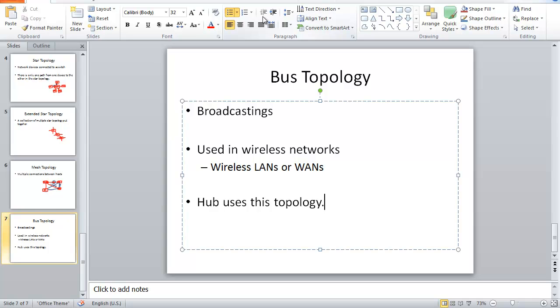So this is pretty much all the topologies, all the basic topologies we are going to talk about in this class. And in reality, all these topologies are somehow present together in a realistic everyday network situation.